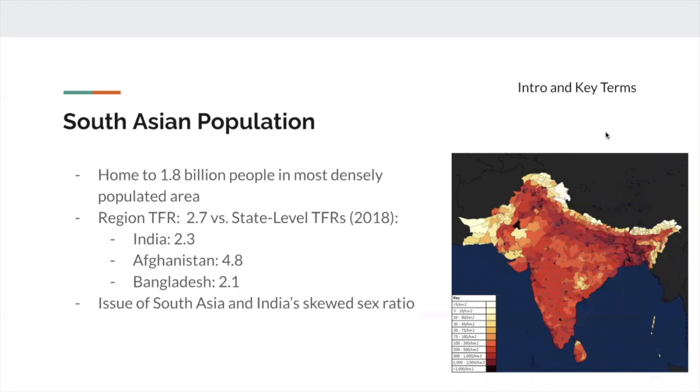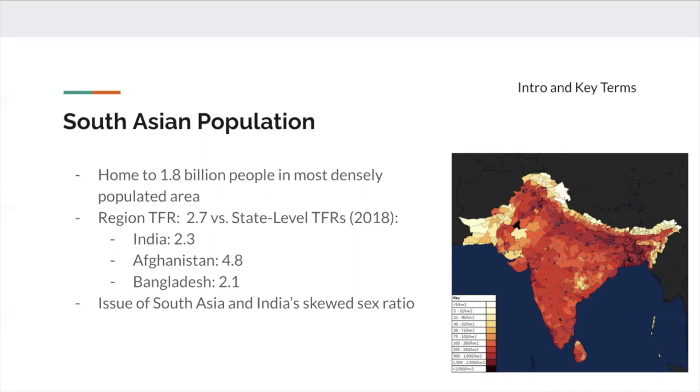Moving on to South Asia's population. South Asia is home to 1.8 billion people. The TFR for this region is 2.7, but a smaller scale is needed to see the full picture. India at 2.3, Afghanistan at 4.8, Bangladesh at 2.8. Afghanistan's 4.8 TFR is due to its 70% rural population and its high illiteracy rates for both men and women.